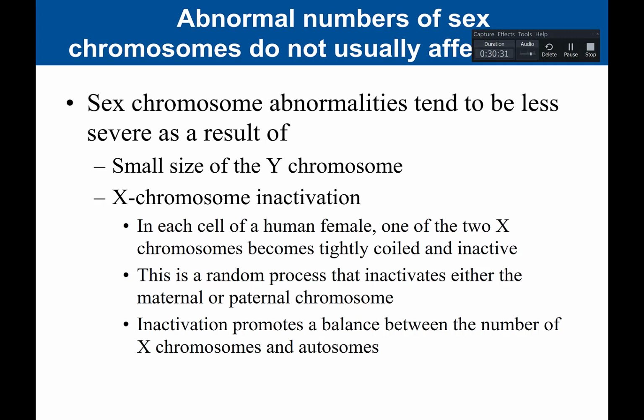X inactivation is a random process, and it can inactivate the maternal or paternal chromosome. The inactivation promotes a balance between the number of X chromosomes and autosomes. Because the X chromosome carries so many genes, having two copies could be too much. So one of the two is going to inactivate, and only one of them is going to be expressed. You'll see this later on when we talk about X chromosomes further.